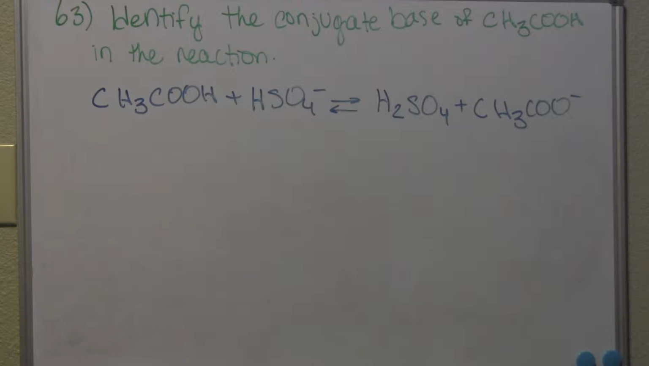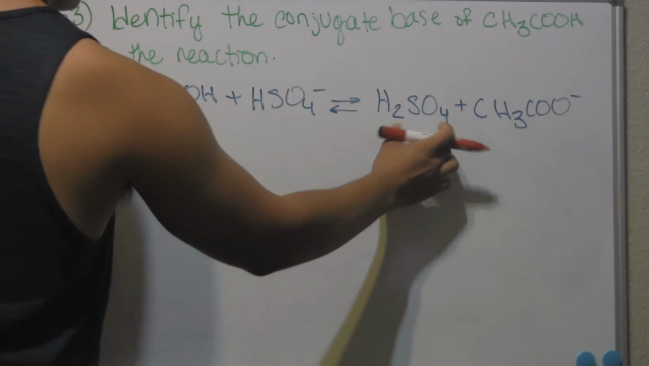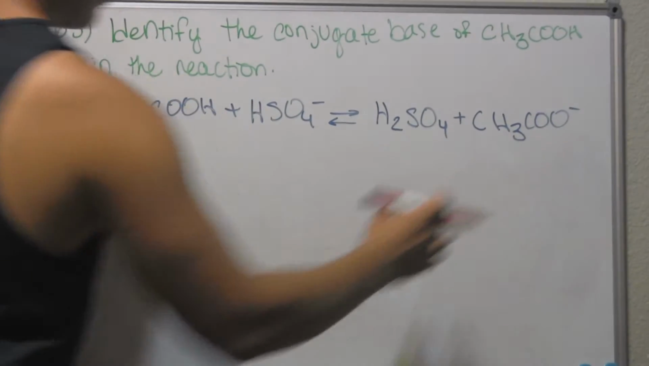I'm going to be showing you how to identify a conjugate base. So the question we have here is: identify the conjugate base of acetic acid in the reaction. We have acetic acid and bisulfate reacting to produce sulfuric acid and acetate ion.